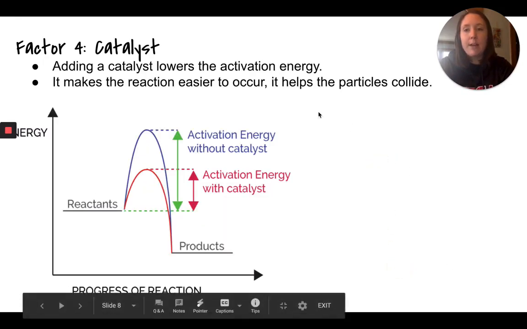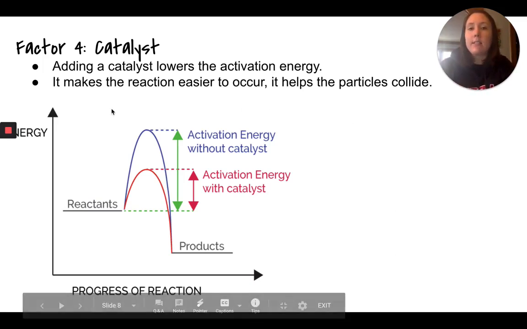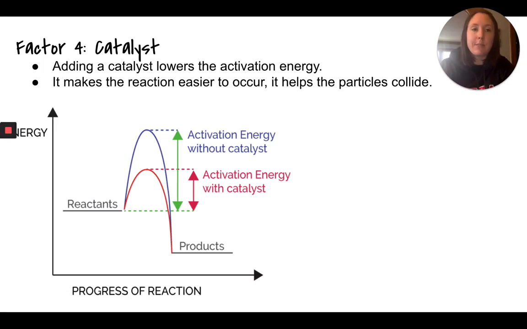The last factor is adding a catalyst. Adding a catalyst is another substance. A catalyst is not actually involved in the chemical reaction. It is not a reactant or a product. It simply makes the reaction easier to occur by lowering the activation energy. It helps the particles collide.